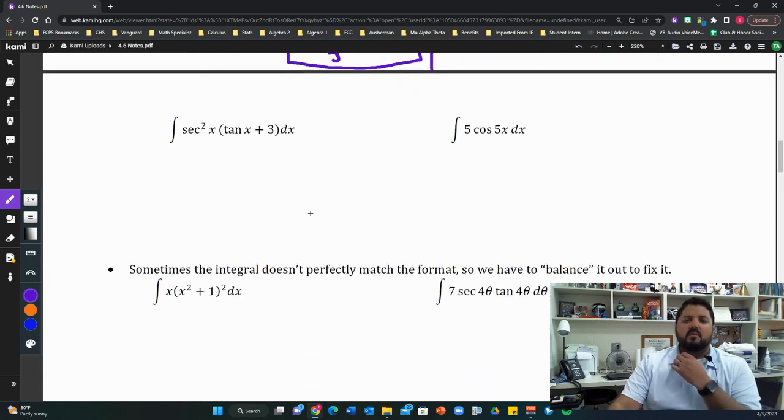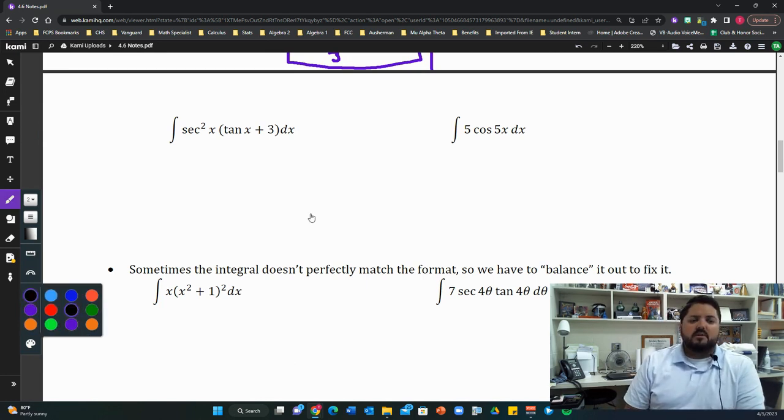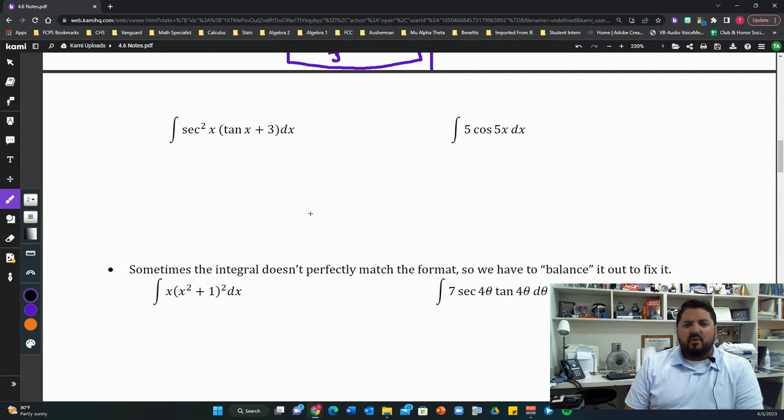Now, there are some where the inside function is not as easy to recognize. So in those situations, you're going to have to be very creative, and sometimes it's just a matter of trying something. So for this next one, I have secant squared x times the quantity tangent x plus 3. So this one's a little bit harder. Now, there is a set of parentheses.